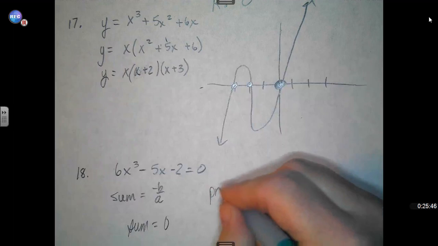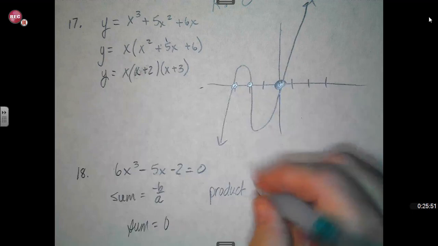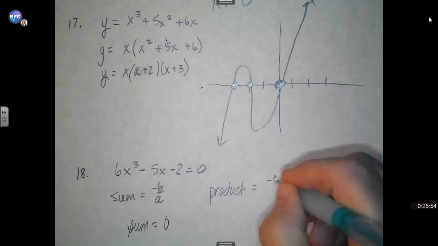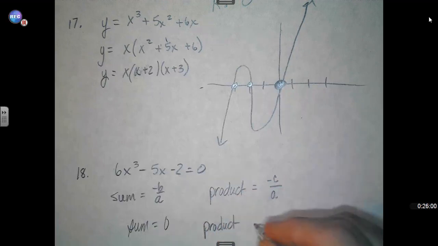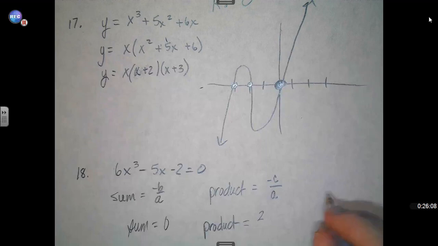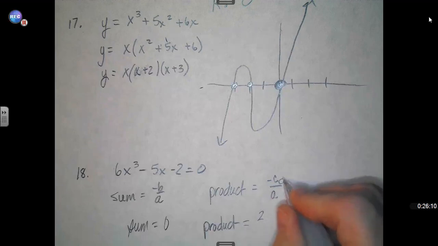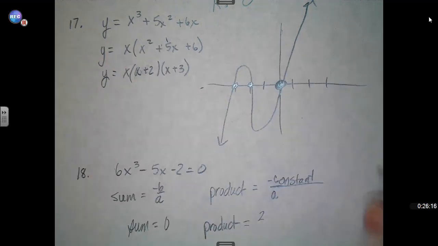The product of the roots, because this is an odd degree function, is the opposite of c over a. And so for this particular problem, the product of the roots would be the opposite of c, so that would be 2, and that's the constant, right? The opposite of the constant over a, which is the coefficient of the leading term, the highest degree term. And so we get 2 over 6, which is 1/3. Okay.